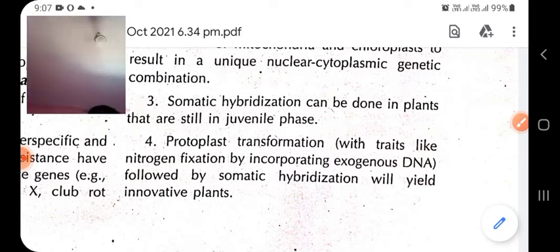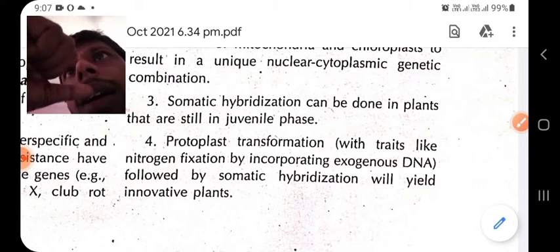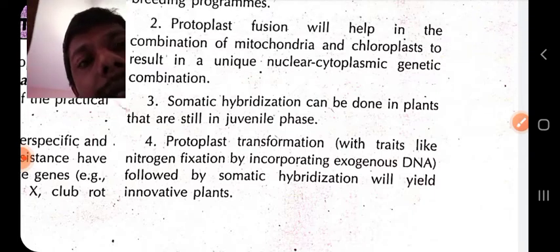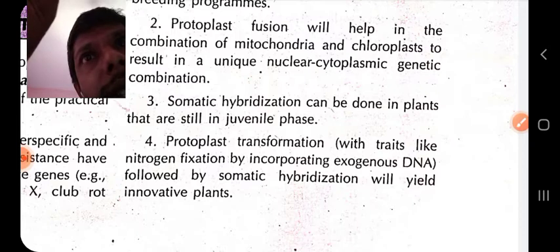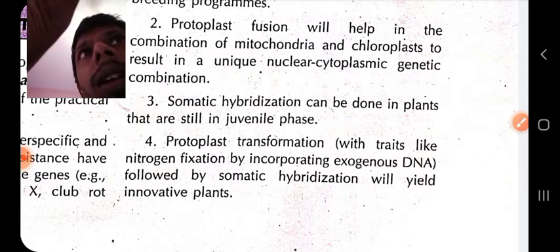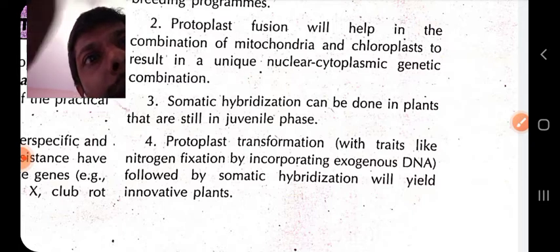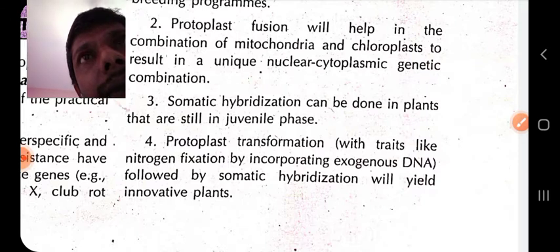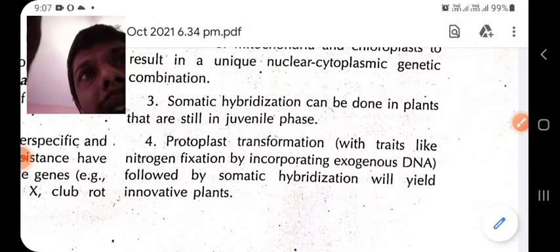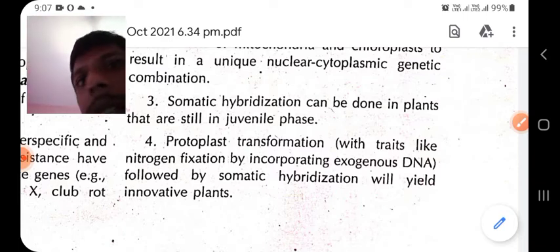So we will introduce some exogenous DNA, like for example blue green algae, they can also fix nitrogen, we know. So by introducing the gene that can fix nitrogen through somatic hybridization, here we are not using genetic transfer techniques, we're just fusing the protoplast. Suppose the algae protoplast is fused with a certain plant, and if the nitrogen fixing gene is introduced into that hybrid cell, then we can make some innovative plants which can fix nitrogen on their own. We don't need nitrogen fertilizer artificially then.